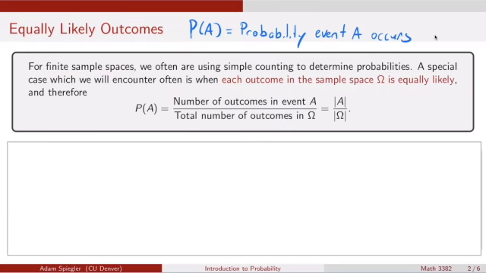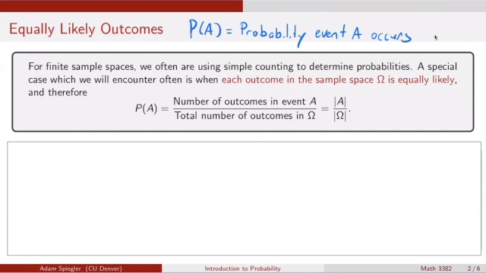So when we're working with finite sample spaces, we can oftentimes use counting arguments to determine probabilities. And let's take a look at a special case, which is, let's assume that we have an experiment where each outcome in the sample space is equally likely to occur. This is not always going to be the case. We'll deal with sample spaces where some outcomes are more or less likely than others.